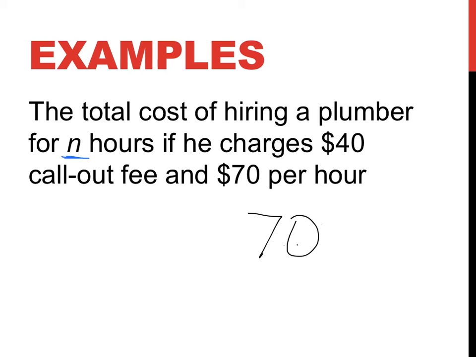I write 70N. And then the additional $40, okay, would be plus 40. 70N plus 40 is the way in which I would work out the total cost of hiring a plumber for a certain number of hours if he charges $40 to come out, a call out fee, and $70 an hour.